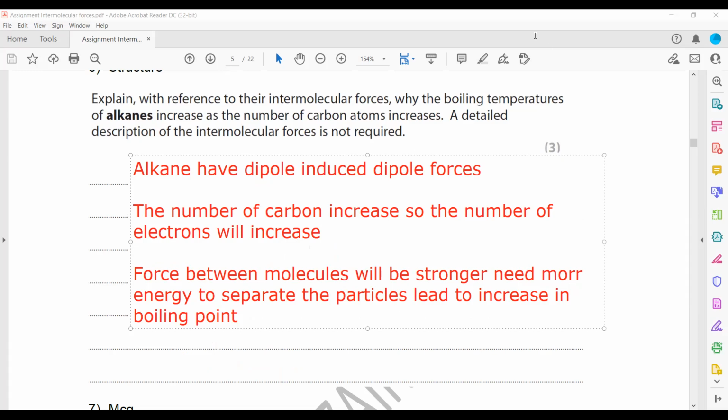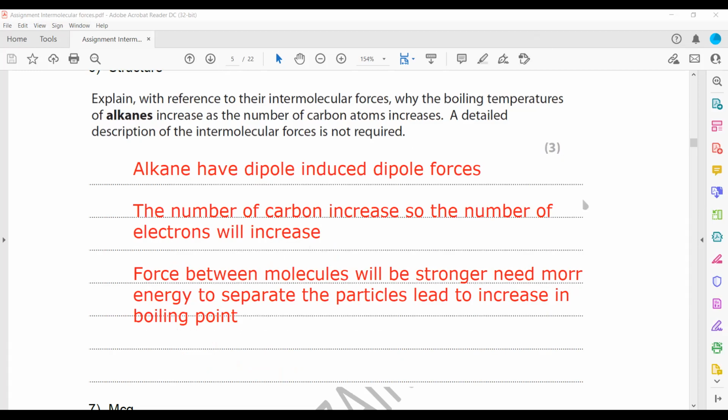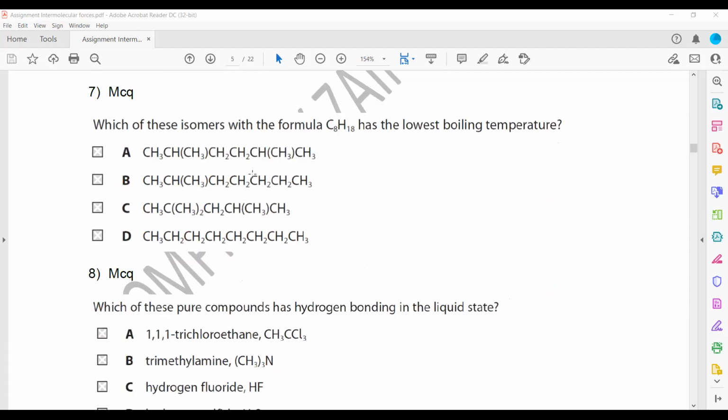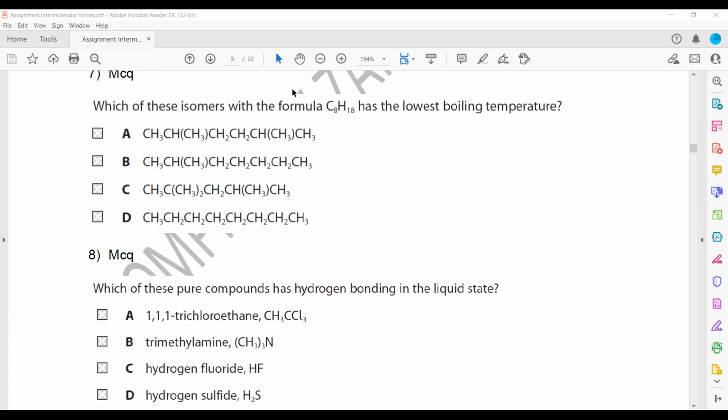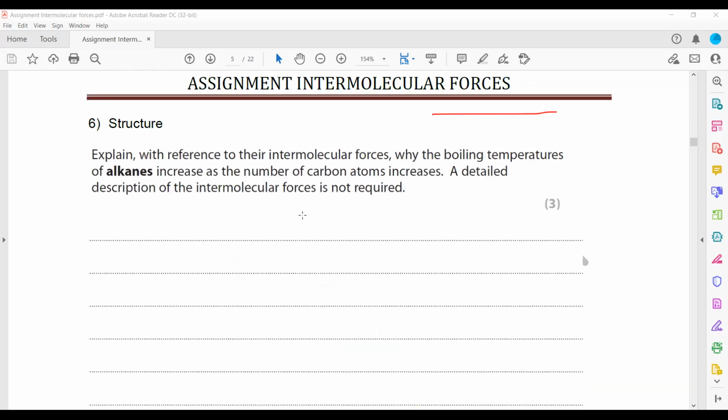So this is what happened in case of alkanes. Next, question 7. Which of these isomers of formula C8H18 has the lowest boiling point? The best way is to try to draw the structure. If you draw the structure, you can easily identify that.